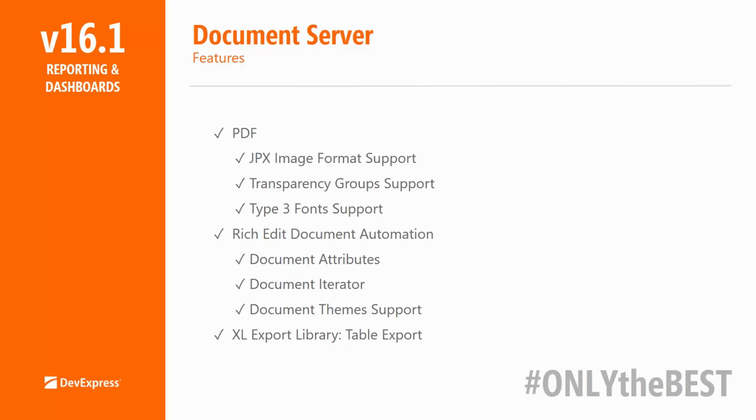Next is the Rich Edit Document Automation Library. Julian showed a couple of these things off in the visual elements on Monday in the WinForms or WPF presentation. Again, for completeness, we've got it here in the non-visual libraries: the ability to read and write document attributes, the powerful document iterator, and added document theme support. And as Julian mentioned before as well, changes to the Excel export library, we've now added table export.